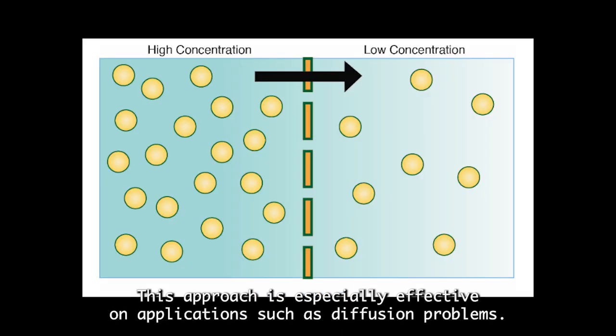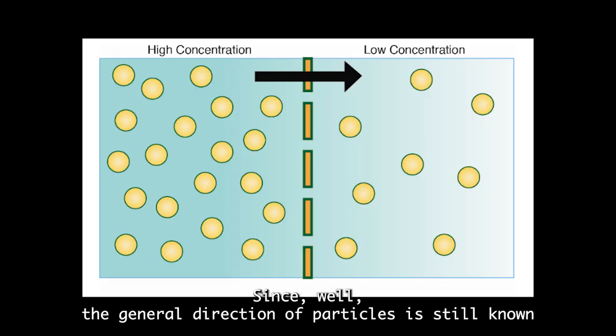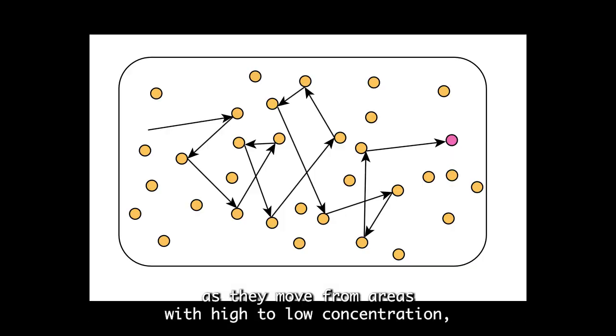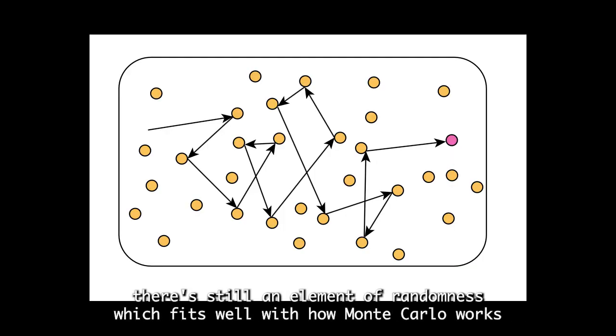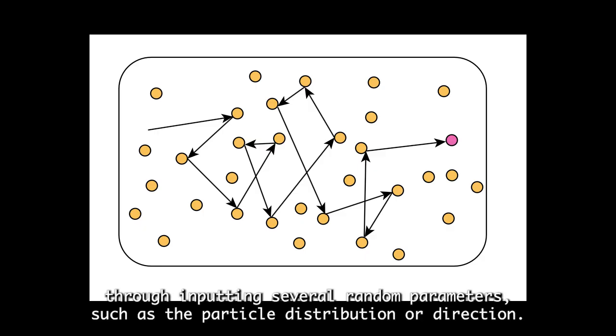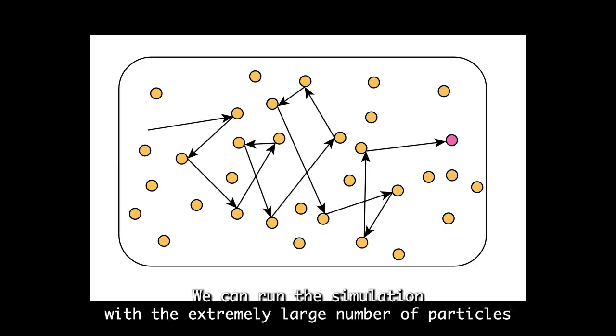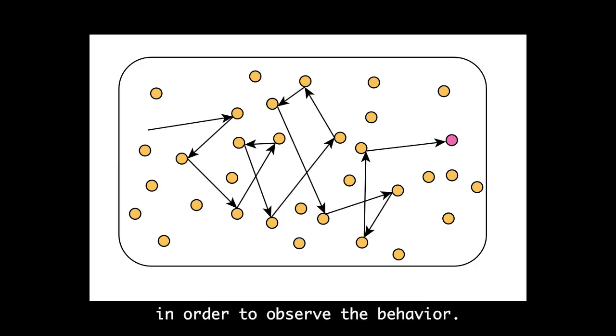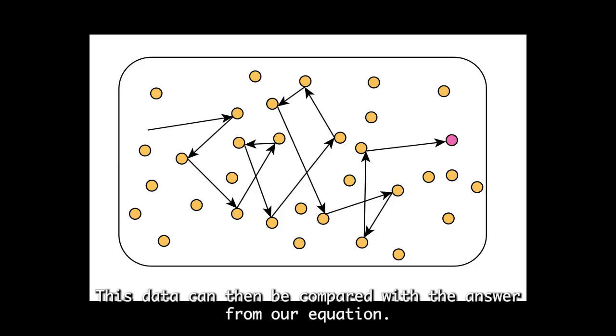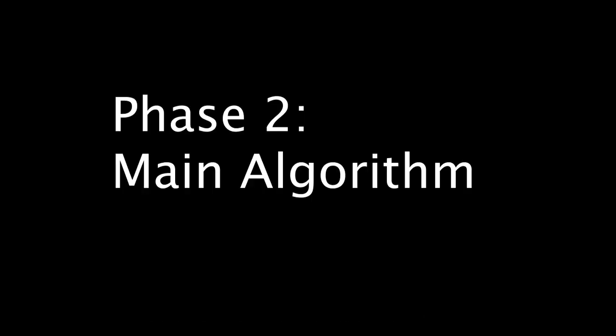of other circles. This approach is especially effective on applications such as diffusion problems, since while the general direction of particles is still known, as they move from areas with high to low concentration, there is still an element of randomness which fits well with how Monte Carlo works. Through inputting several random parameters, such as the particle distribution or direction, we can run the simulation with an extremely large number of particles in order to observe the behavior. This data can then be compared with the answers from our equation in order to see how close they are.